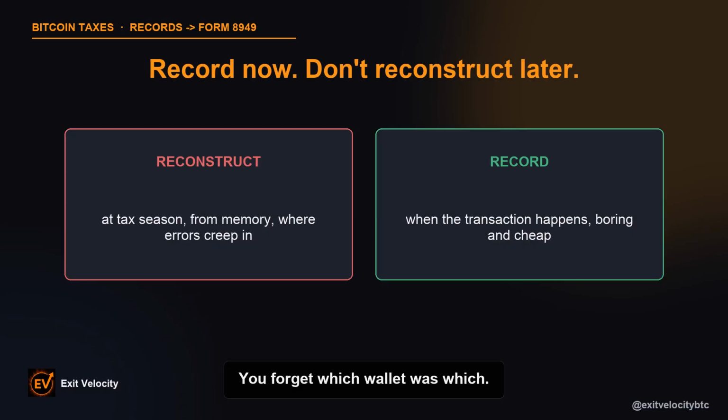You forget which wallet was which. You forget why a transfer happened. You lose an exchange export. You cannot remember whether a transaction was a sale, a withdrawal, a swap, or a consolidation. You see a 1099-DA number, and you have no confidence in whether it is complete. That is the expensive version of confusion. The cheaper version is boring. Update the record when the transaction happens. Label the transfer. Save the export, write down the lot, keep the trail. It is not exciting, but it is the difference between owning your paper trail and hoping someone else owns it for you.